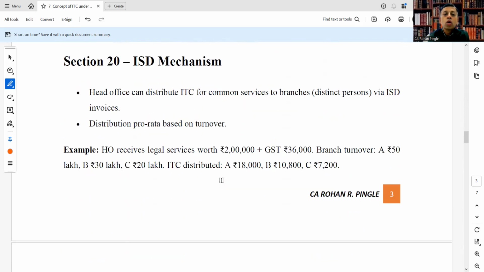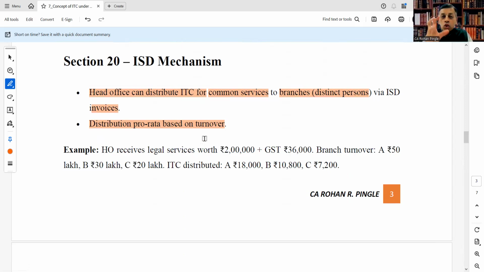Section 20 talks about the ISD mechanism, that is input service distributor. Head office can distribute ITC for common services to branches, distinct persons, via ISD invoices. Distribution is pro rata based on turnover. It is also given how you can distribute the credit on the basis of pro rata of turnover.